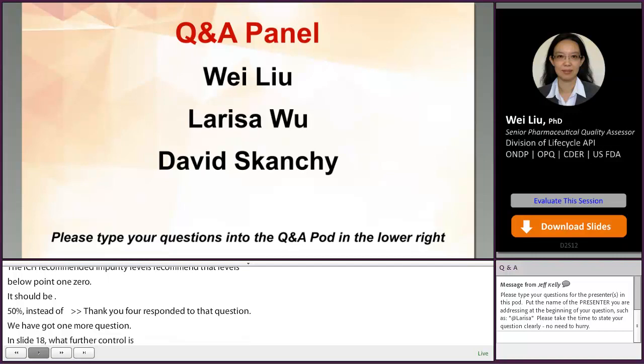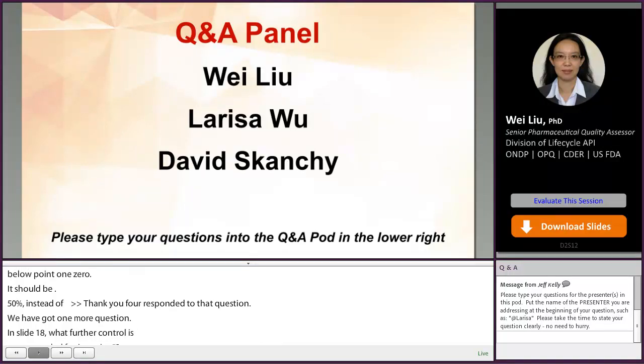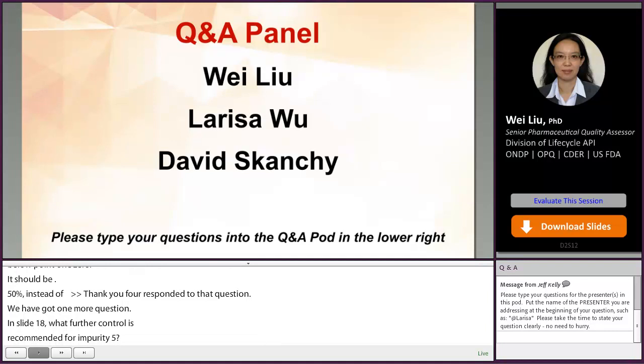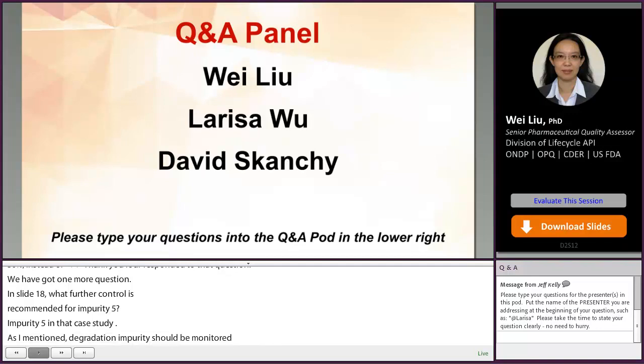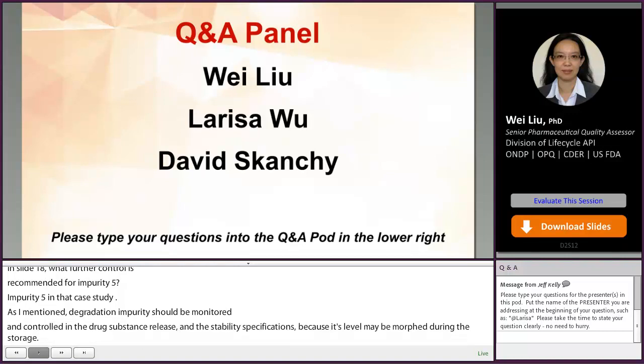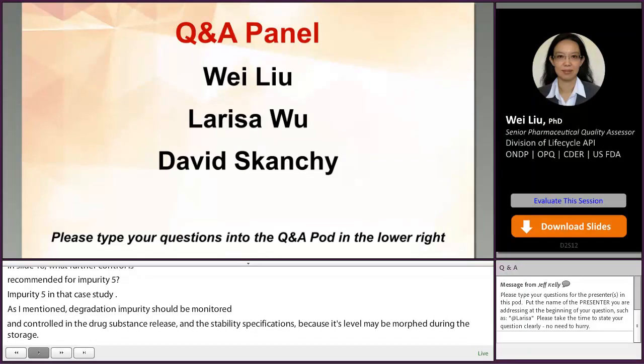Impurity 5 in that case study is a degradation impurity. As I mentioned in the presentation, degradation impurity should be monitored and controlled in the drug substance release and stability specifications because its level may go up during storage. So for impurity 5 in that case study, you need to control it in the drug substance release and stability specifications at the ICH qualification threshold, which is 0.13% in this case.